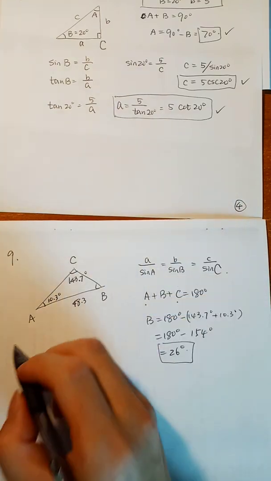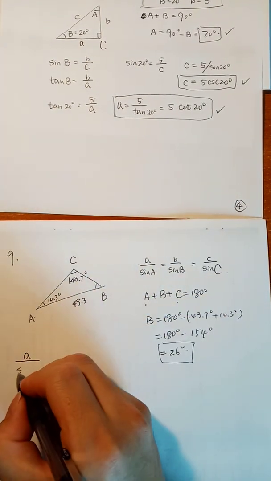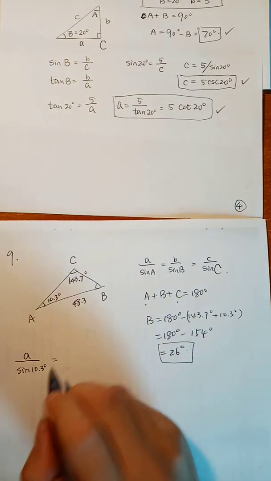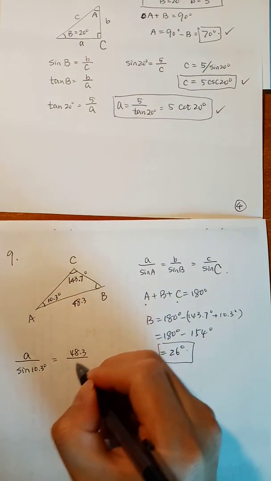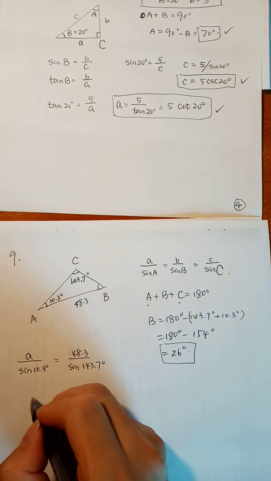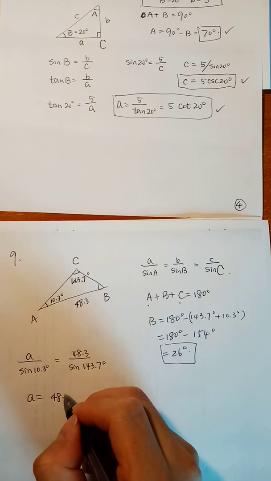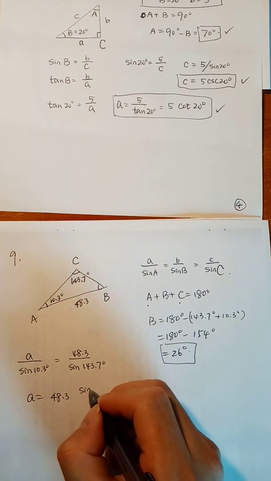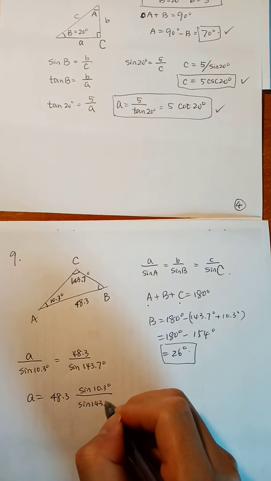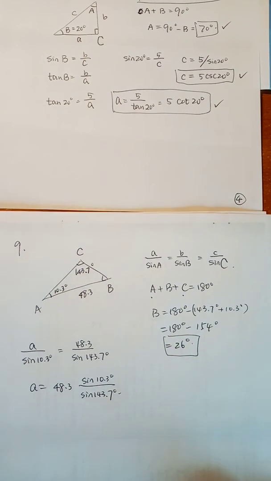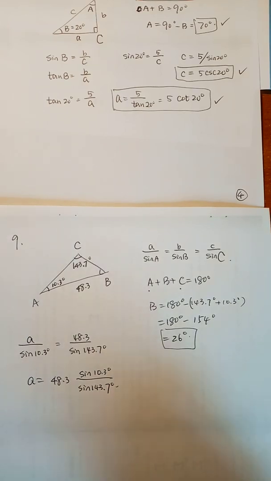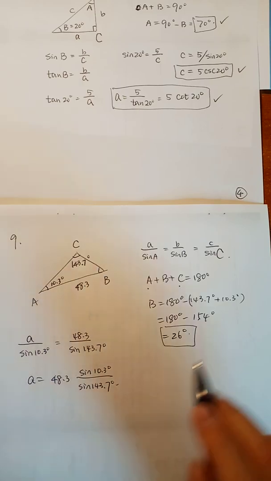Okay, so let's check. a over sine A is c over sine C. c is 48.3. Sine C is sine 143.7. So a is equal to 48.3 times sine 10.3 degrees over sine 143.7 degrees. Don't approximate. You are not allowed to use calculator. Okay, so that's a.